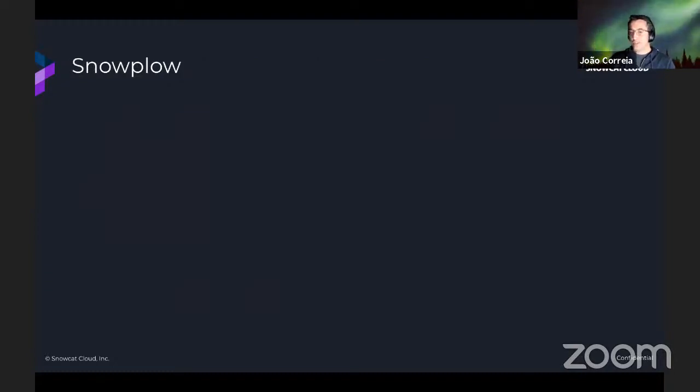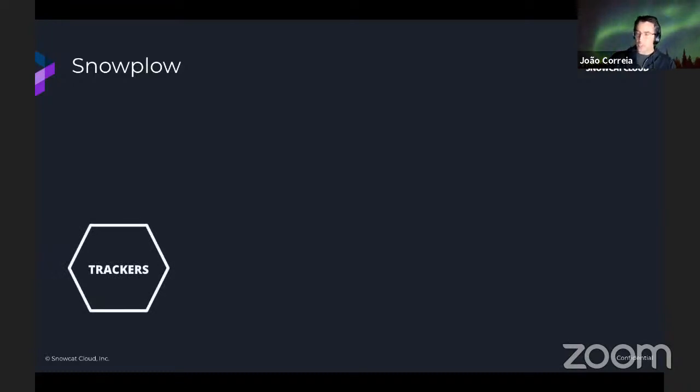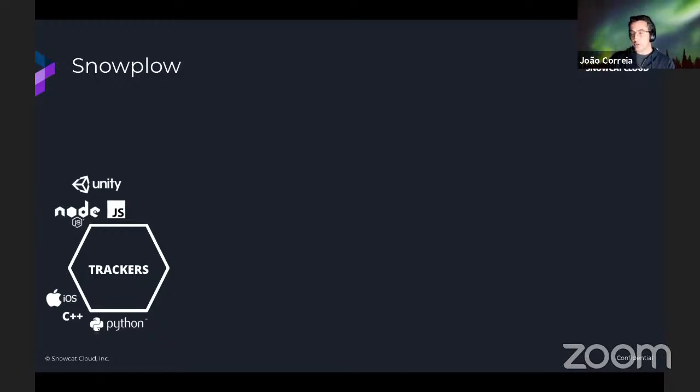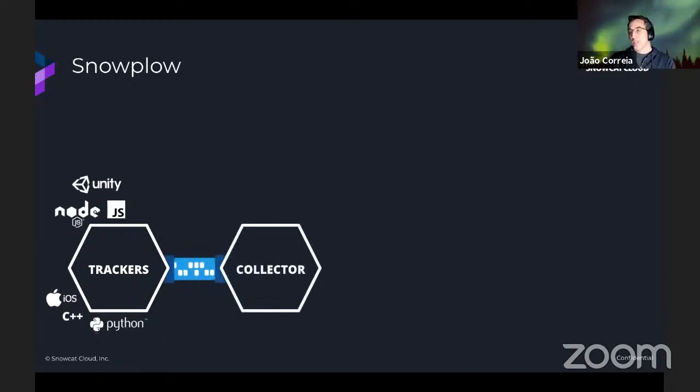So what is Snowplow anyway? Snowplow is composed of these key core components. One of them is trackers. Trackers are pieces of code that you install on your application in order to send events into Snowplow. One of the first components of Snowplow is the collector. A collector is basically an HTTPS endpoint that receives the information from the trackers. What page the user was seeing, what the timestamp was, all of that information is sent to the collector.